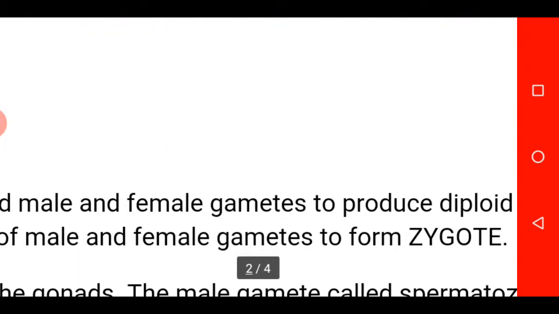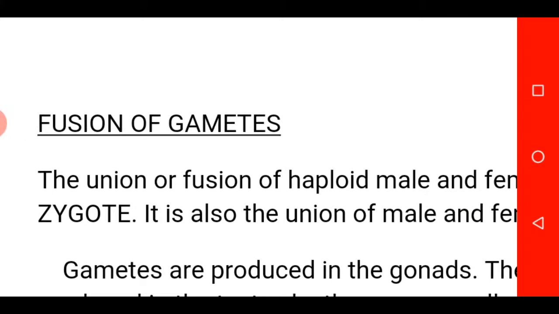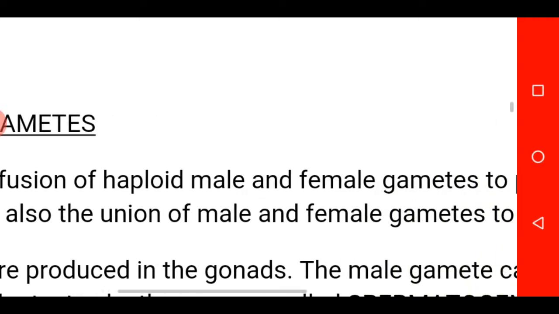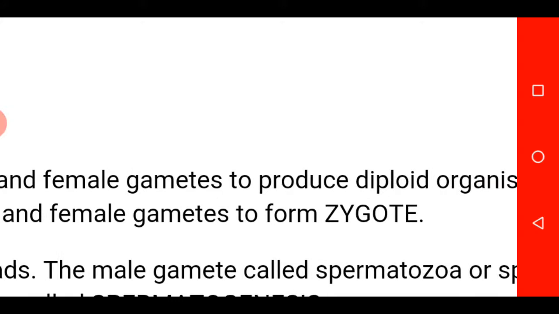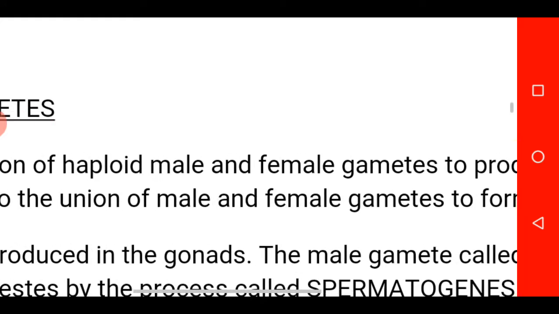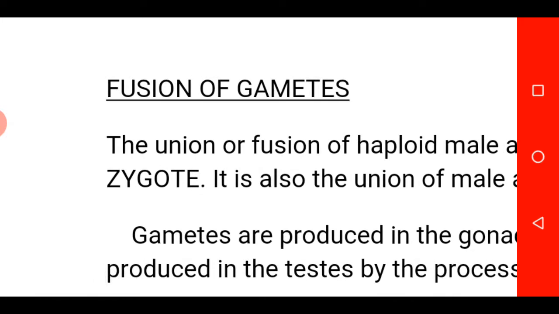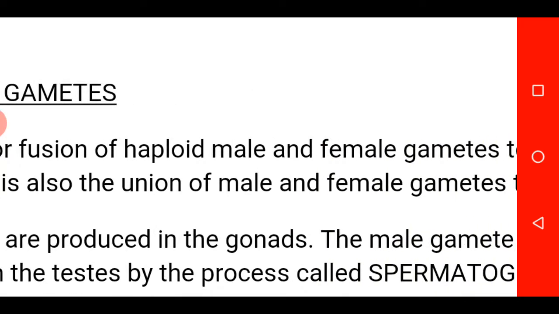Now, the second form of sexual reproduction, that is fusion of gametes. It is the union or fusion of haploid male and female gametes to produce a diploid organism, which is known as zygote. Don't forget the issue of haploid or diploid. The gametes are haploid in nature. When we're looking at growth, I hope we mentioned that in mitosis, a diploid organism is formed. In meiosis, we have a haploid organism.